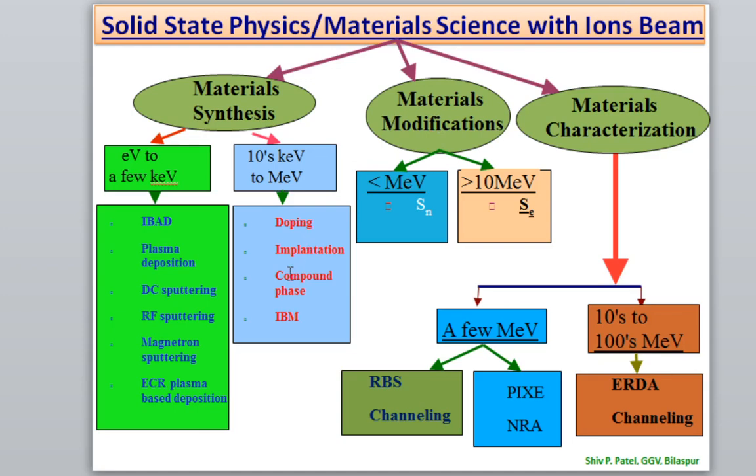Okay, then one can make compound phases which are not feasible by other methods. Another technique, this compound phase can be synthesized by ion beam mixing, that is IBM, ion beam mixing. So this technique is very famous to fabricate the device compound phases, which cannot be fabricated by any other technique. So that can be done by the ion beam mixing. I will give a flavor of these techniques. Okay, so let us move.